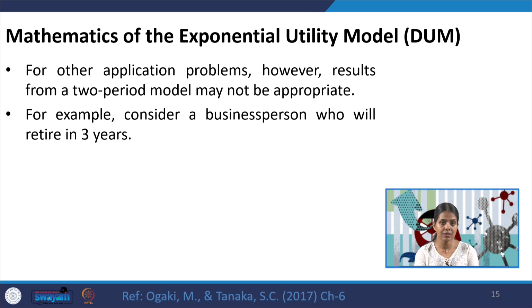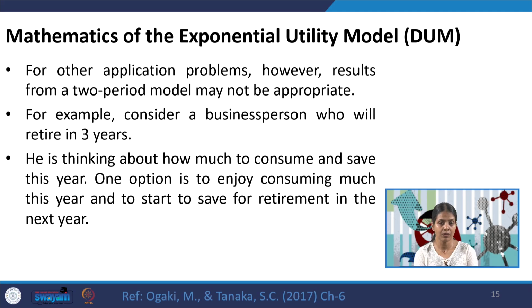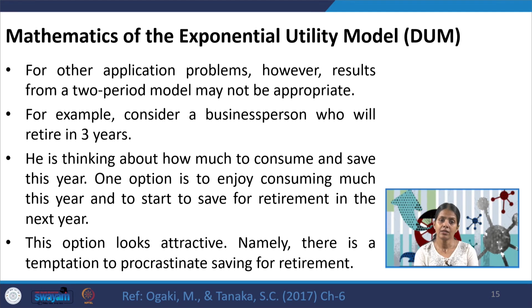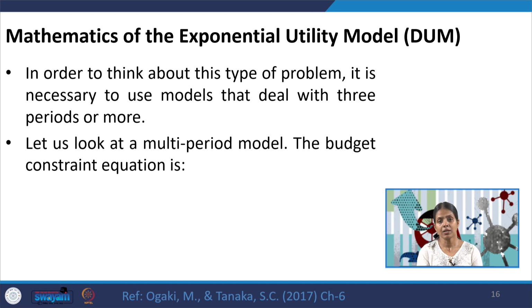For example, consider a business person who will retire in 3 years. He is thinking about how much to consume and save this year. One option is to enjoy consuming much this year and to start to save for retirement in the next year. This option looks attractive, namely there is a temptation to procrastinate saving for retirement. In order to think about this type of problem, it is necessary to use models that deal with 3 periods or more. Let us look at a multi-period model.